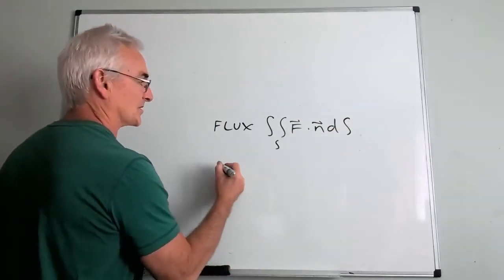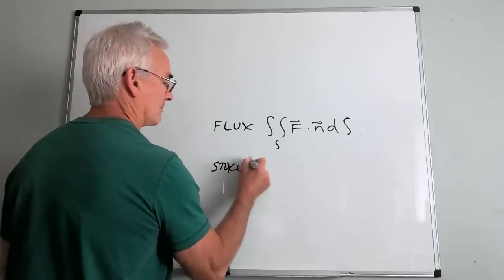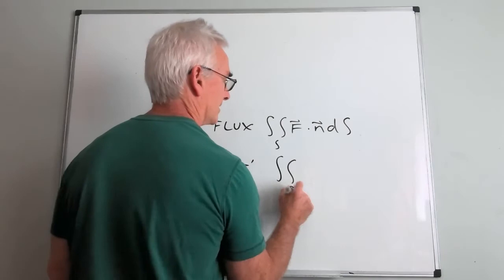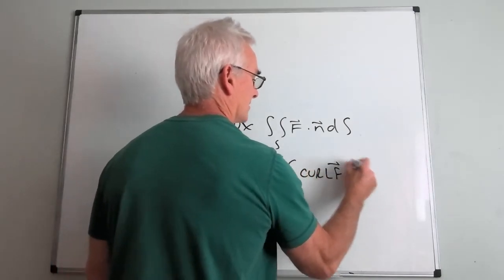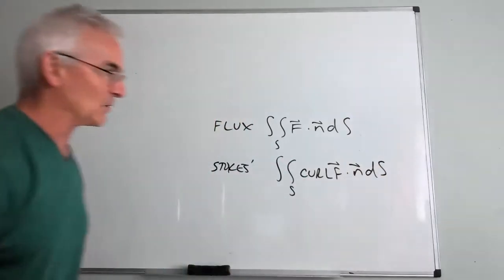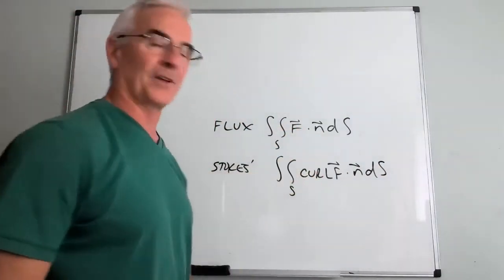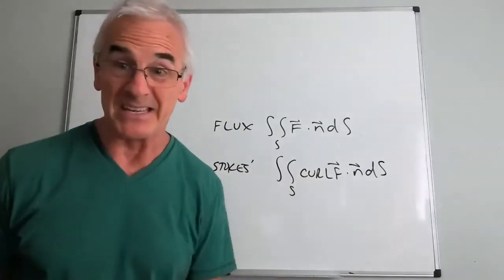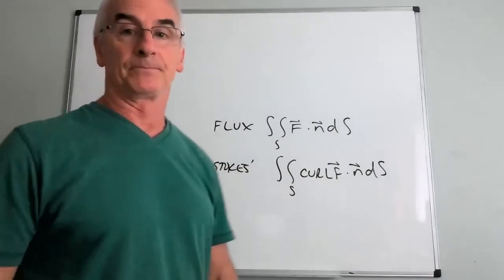Okay, what does Stokes' theorem say? I'll just put Stokes. Can you see why these are easily confused? F dot n, curl F dot n. Same dS, same region, same everything else. This is F, this is curl F.